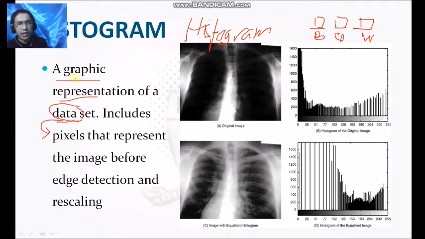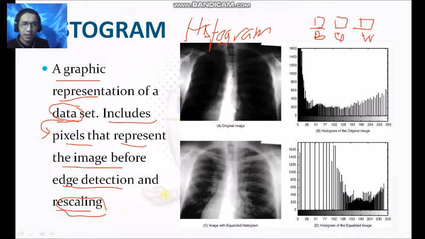Okay. So a histogram, again, is a graphic representation of a data set, which includes the pixels that represent the image before edge detection and rescaling. Let's describe that later. Pixels represent the signal that was received by the phosphor layer of our PSP, and then converted into a digital image and represented by each pixel. So if a lot of signal was received, it would appear as black.